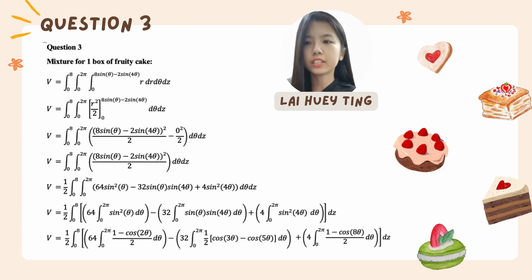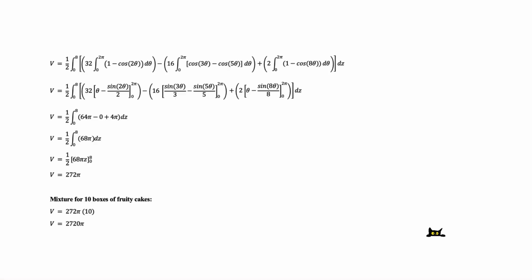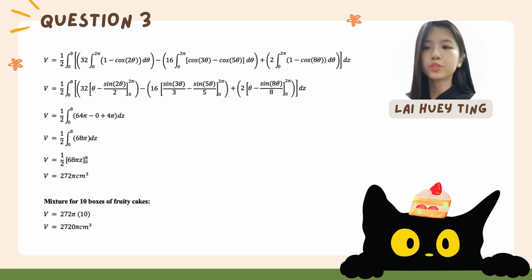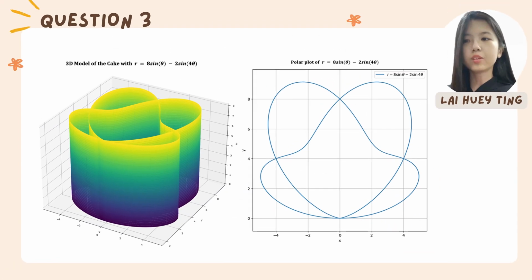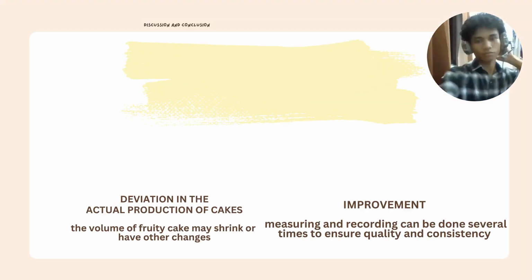During the process of finding the volume of the fruity cake, we also apply the properties of integrals, double angle trigonometric identities, and product to sum trigonometric identities. Finally, we have found the mixture volume for a box of fruity cake is 272 pi cm cubed, while the 10 boxes of fruity cake is 2720 pi cm cubed. After that, we use the web-based interactive computing platform Jupyter Notebook to generate the 3D model graph and the polar plot graph of the fruity cake.